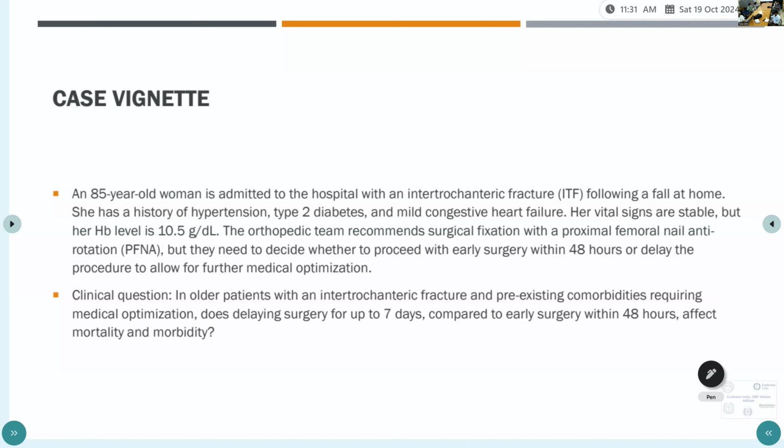So we'll go ahead with the case vignette of an 85-year-old woman who is admitted to the hospital with an intertrochanteric fracture following a fall at home. She is a hypertensive diabetic and has a history of mild congestive heart failure. Her vital signs are stable. Hemoglobin is 10.5. The orthopedic team recommends surgical fixation. They need to decide whether to proceed with early surgery within 48 hours or delay the procedure to allow for medical optimization. So the clinical question here is, in older patients with IT fracture with pre-existing comorbidities who require medical optimization, does delaying surgery for up to 7 days compared to early surgery within 48 hours affect mortality and morbidity?